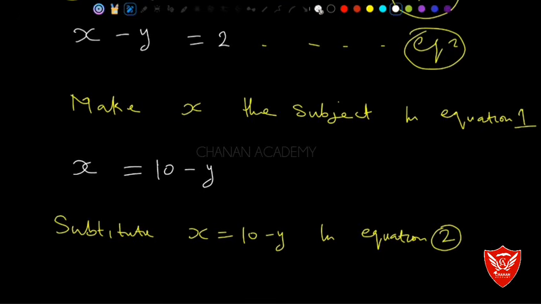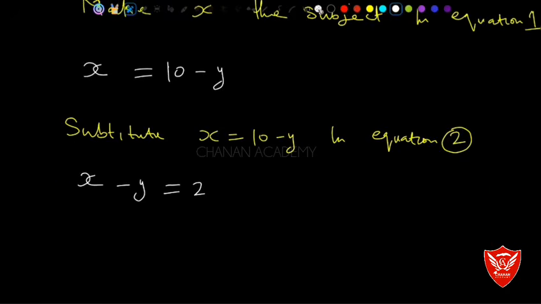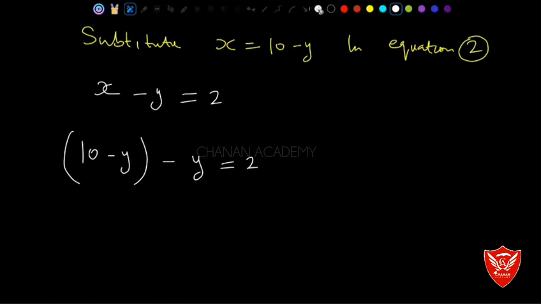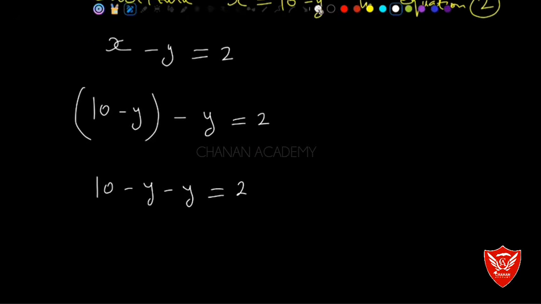So let's do that. We have x minus y equal to 2. That means our x becomes (10 minus y) in brackets, minus y equal to 2. Now when we open the bracket, we're going to have 10 minus y, and then minus y, we have minus 2y. So it becomes 10 minus 2y equal to 2.